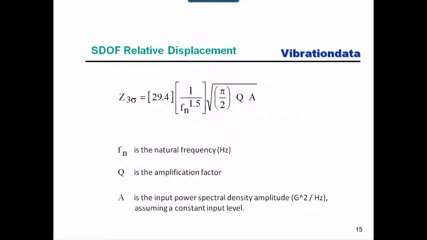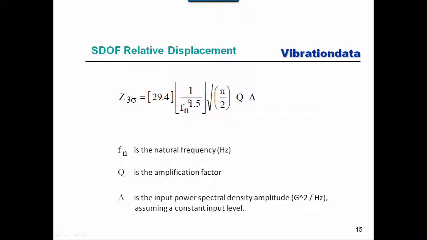Okay, so when I say Miles equation, there are different forms of Miles equation. Here, this term Q is the amplification factor. You might come across a Miles equation that instead had the viscous damping ratio. There are Miles equations for applied force, and there are Miles equations for base excitation. This particular one is for base excitation, and it's for the 3 sigma relative displacement response.